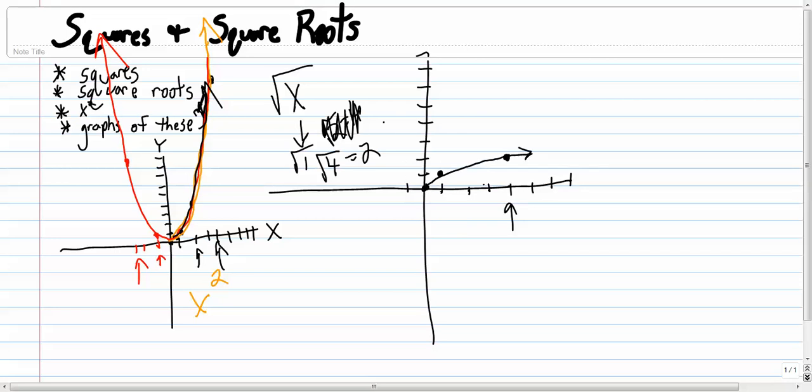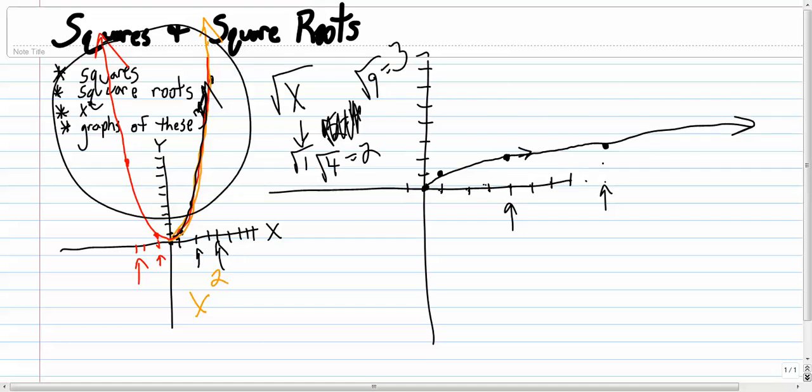So just as a test, let's make sure. What if we put in a 9 for x and do the square root of x? So if we put in a 9 for x, 1, 2, 3, 4, 5, 6, 7, 8, 9. So that'd be out here somewhere. And the square root of 9 is 3. And that's only right here. So yeah, that points at that, doesn't it? So this graph does kind of the same thing this graph did, but it goes sideways.